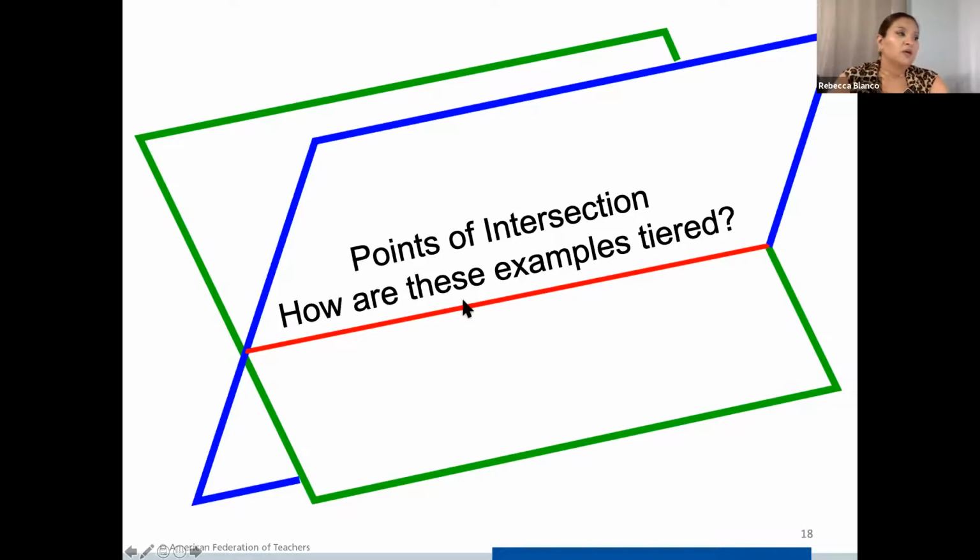Okay, so points of intersection, we can intersect, right? We can do one point of intersection, which is the top part that we control, the content, the process, or the product, and we can intersect with one of those things that the children bring to the table, which is their learning profile, their interest, or their readiness, right?